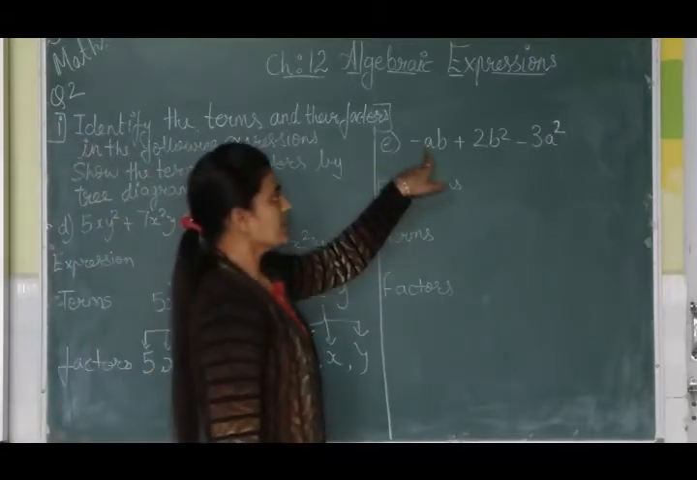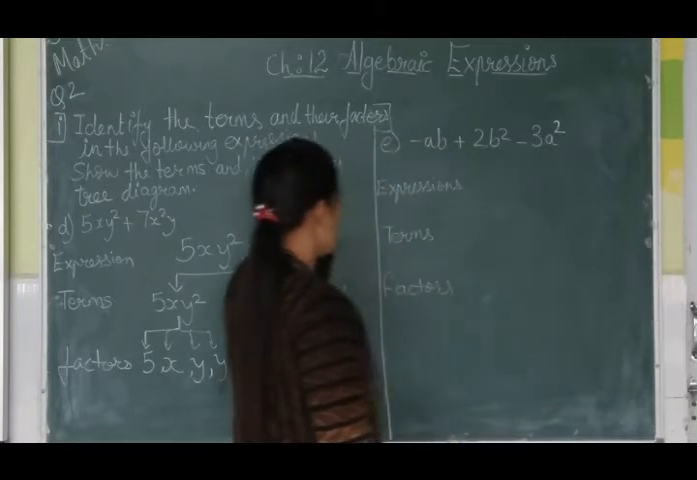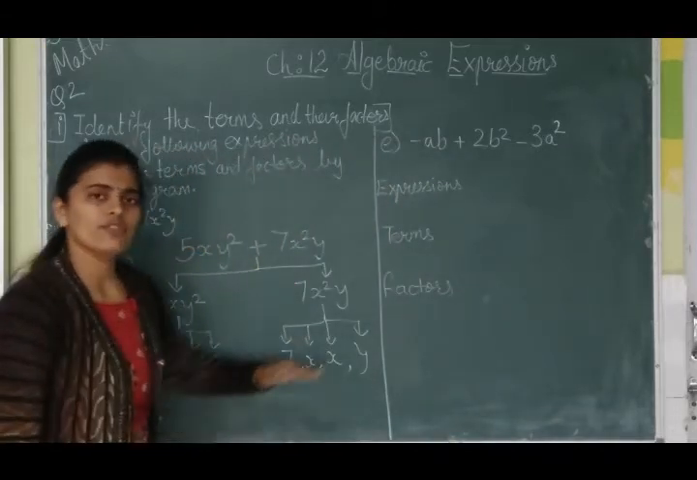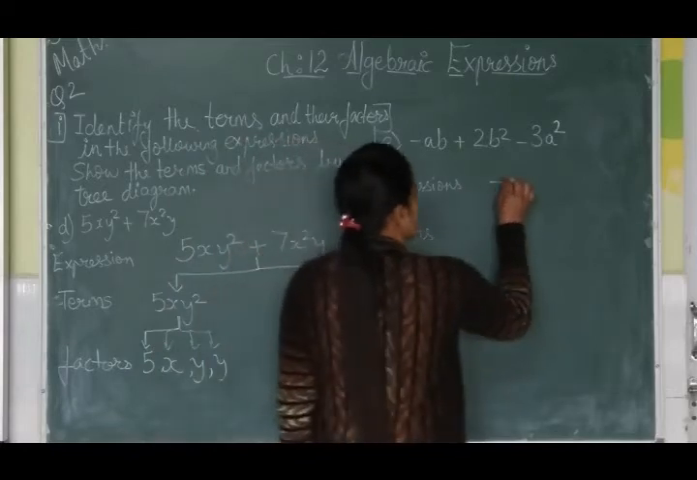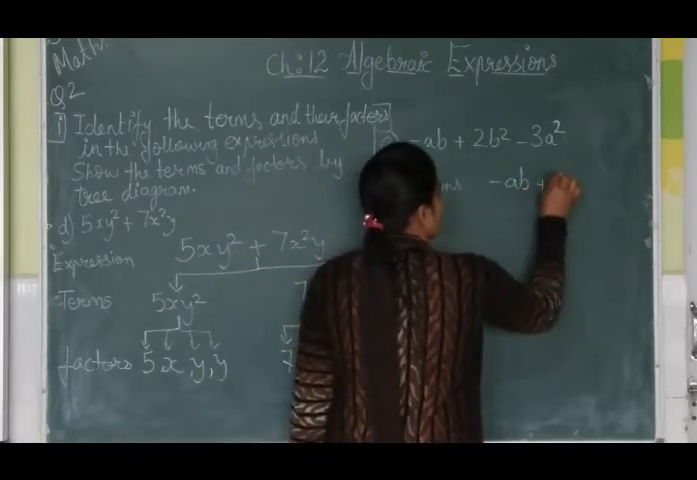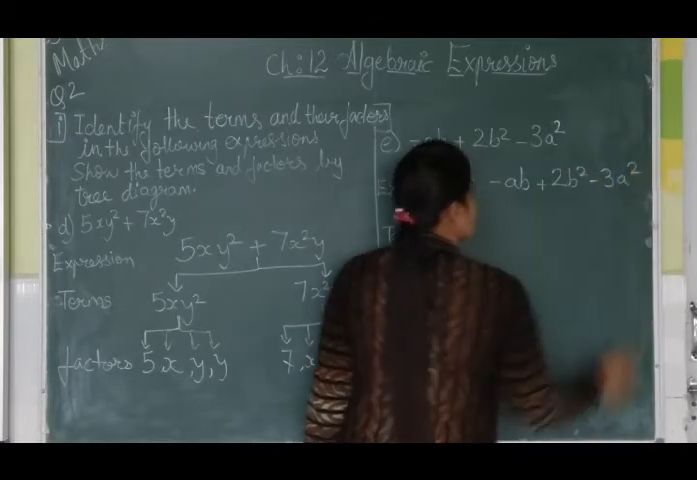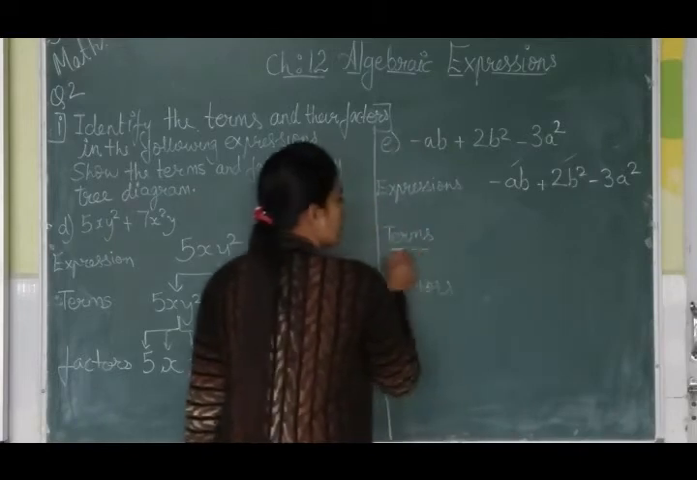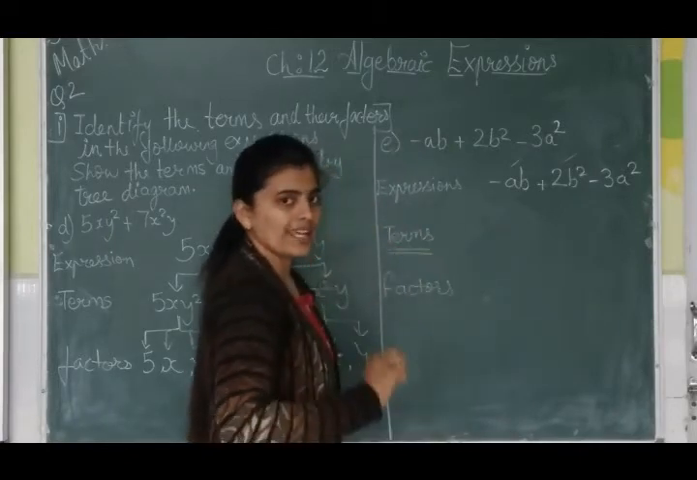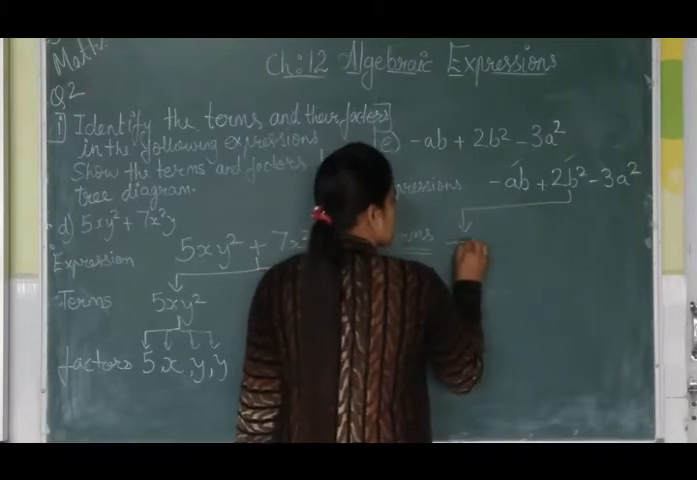Next, minus ab plus 2b square minus 3a square. What we have done for the previous one, the same we will do for this also. First write down the expression: minus ab plus 2b square minus 3a square. How many terms are there? 1, 2, 3. So here we will write down the terms in the next step. First is minus ab.